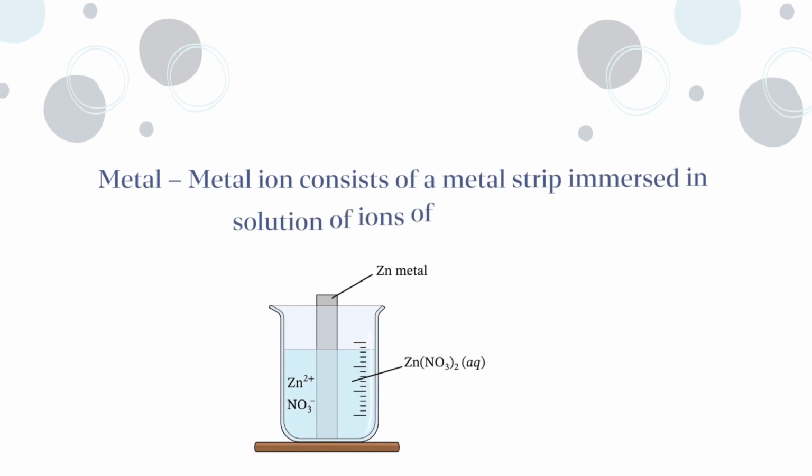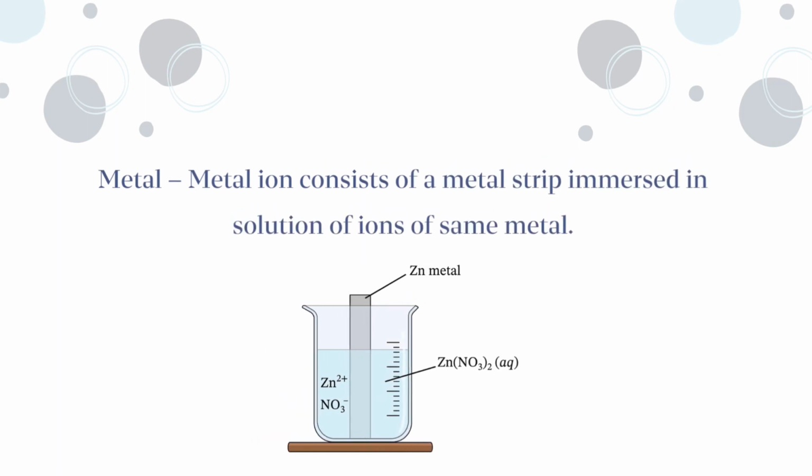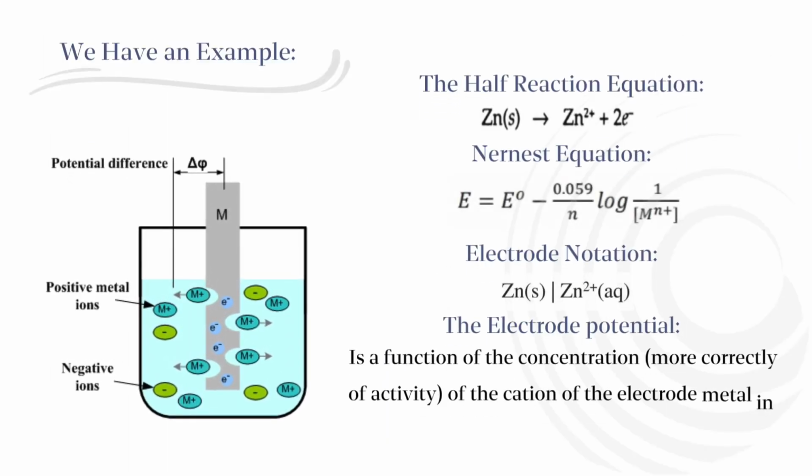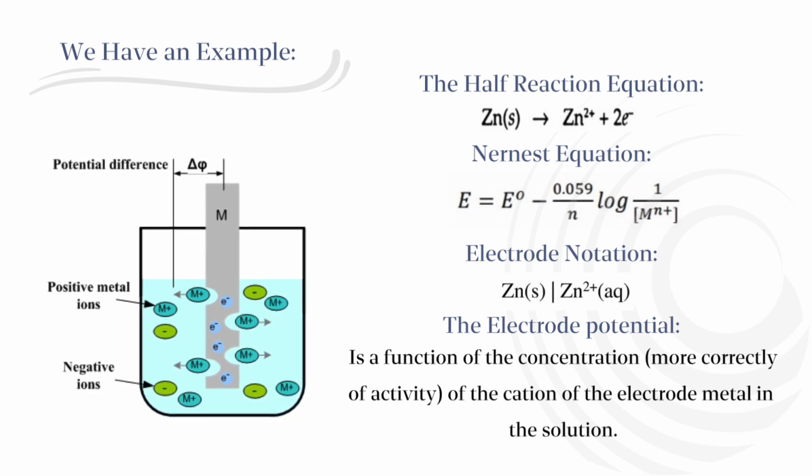Metal-metal ion consists of a metal strip immersed in a solution of ions of the same metal. So in our example we have a zinc rod immersed in a beaker full of zinc ions, and we will use a zinc sulfate solution. And the electrode reaction of zinc is given by producing solid zinc by gaining 2 electrons from the zinc ion.